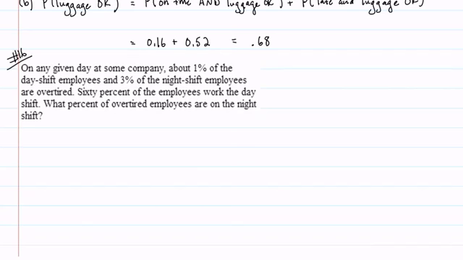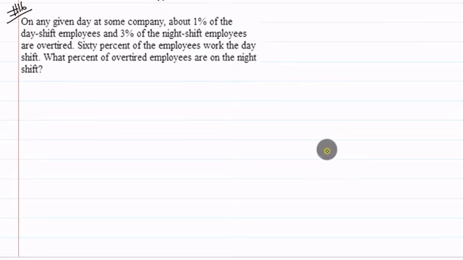Okay, now I want to do this number 16. It says on any given day at some company, about 1% of the day shift employees and 3% of the night shift employees are overtired. Notice that's about a conditional probability. The second sentence says 60% of the employees work the day shift. What percentage of overtired employees are on the night shift?